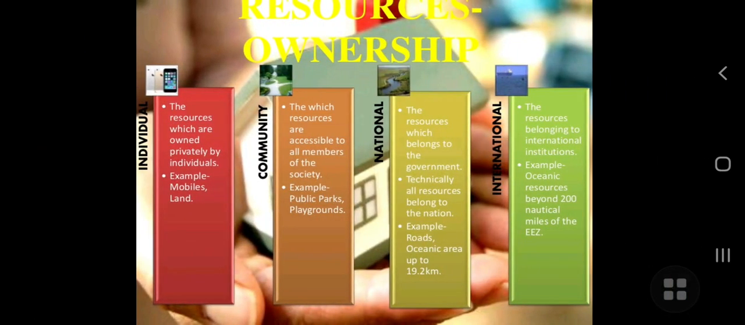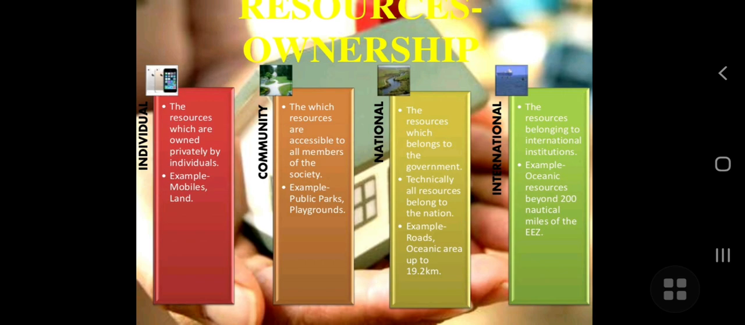Now, on the basis of ownership, resources are of four types, starting with individual resources. Resources which are owned by private individuals are known as individual resources. Plots, fields, houses, cars, books, etc. are examples of individual resources. Community owned resources: the resources which are accessible to all the members of the community are known as community resources. Village ponds, public parks, playgrounds, etc. are some examples of community owned resources.